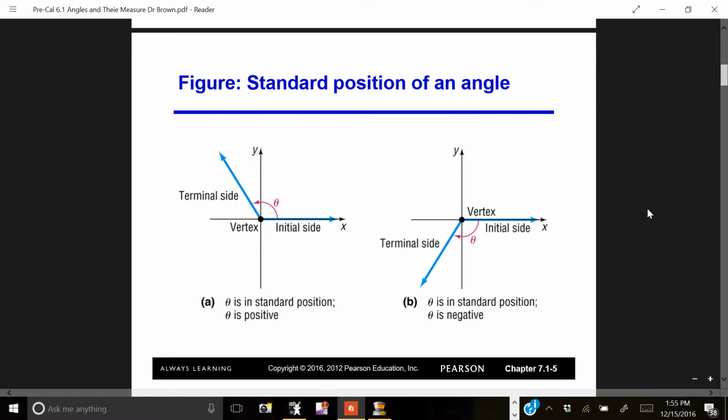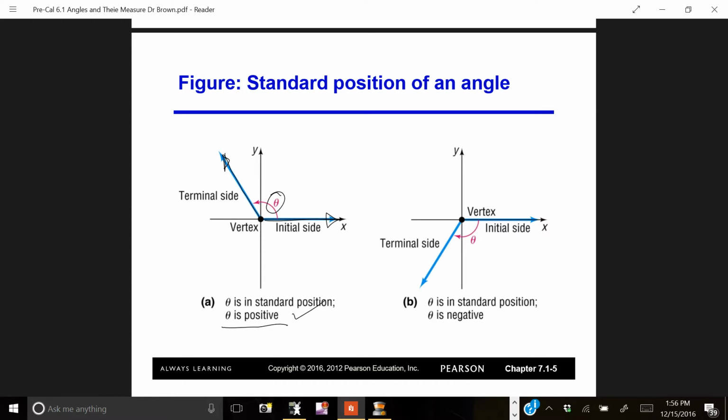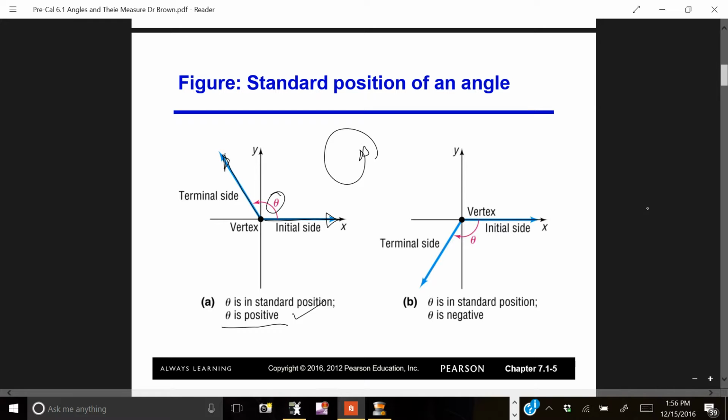Now, looking at our XY plane, let's have some more terminology. We call this looking at the standard position of an angle. We would start at the initial side and go counterclockwise, an angle theta. And here, if we're going counterclockwise, theta is positive. So you need to get a hold and understand the terminology. If we are going this way, positive angle.